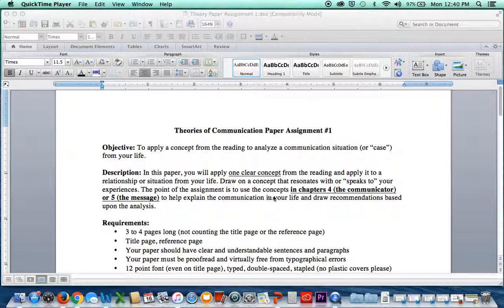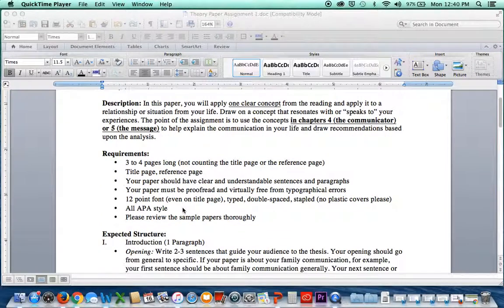The point of the assignment is to use a concept from chapters either 4 or 5 to explain that situation. In your paper number 2, you're going to be going into some other chapters, namely 6, 7, and 8. You can pick from those chapters. In this first paper, though, just chapters 4 and 5, which means you might need to read a little ahead or look a little ahead to really explore your full options.